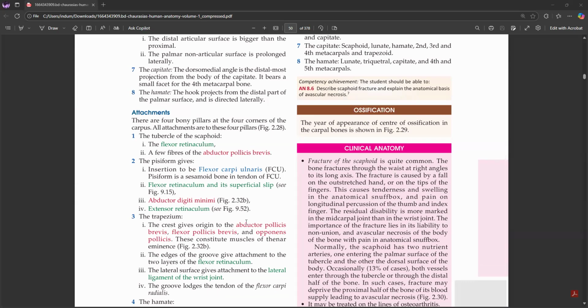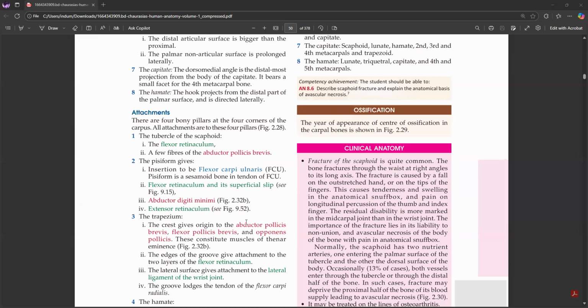Attachments. There are 4 bony pillars at the 4 corners of the carpus. All attachments are to these 4 pillars. Figure 2.28. Number 1. The tubercle of the scaphoid. The flexor retinaculum, a few fibers of the abductor pollicis brevis. Number 2. The pisiform gives insertion to the flexor carpi ulnaris.